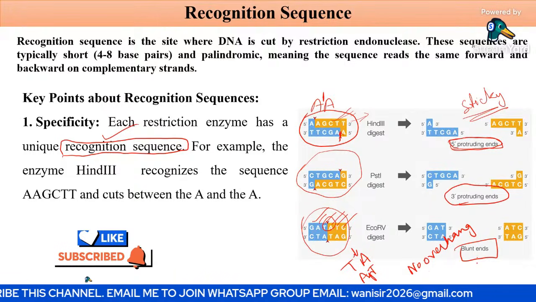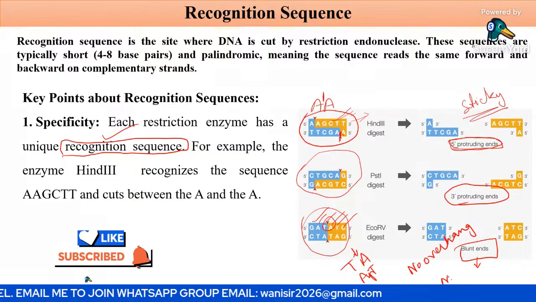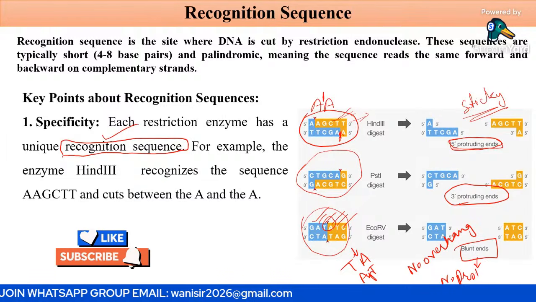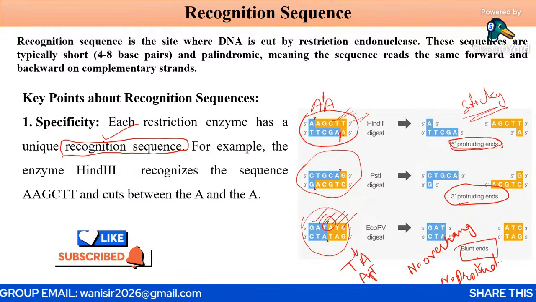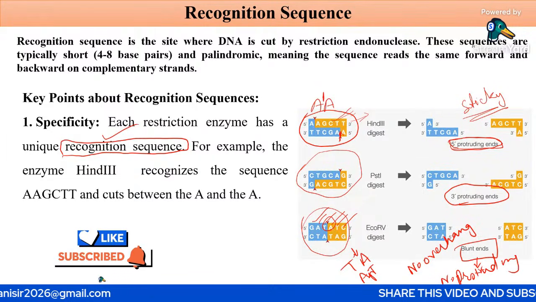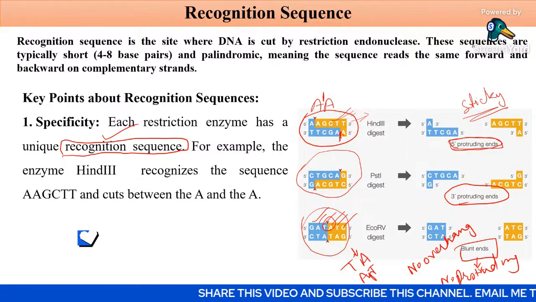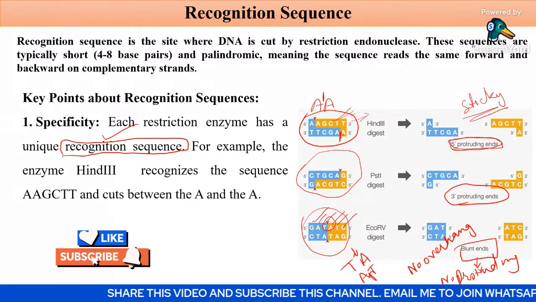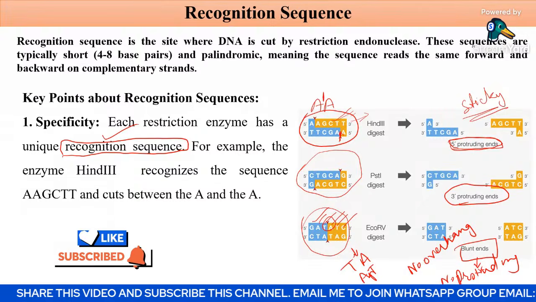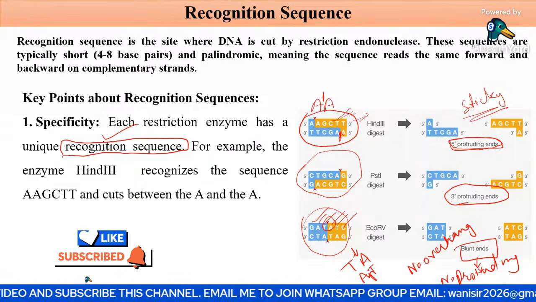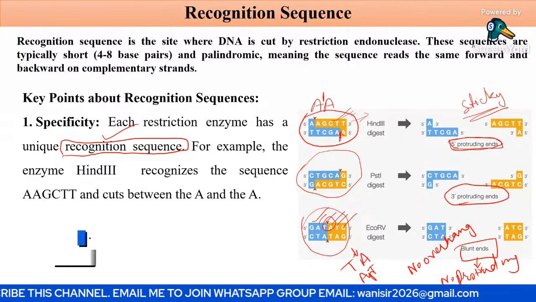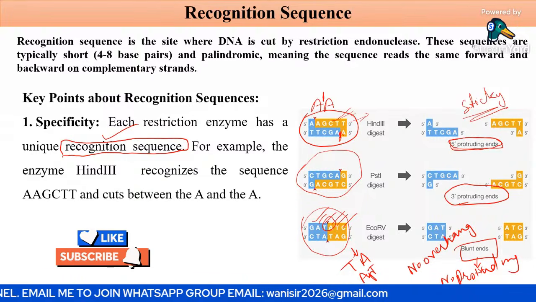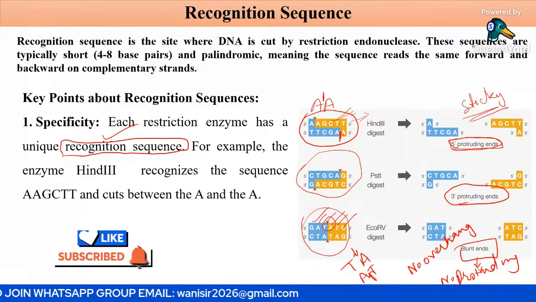If there is no protruding end, and no overhang, it's called a blunt end. So this is the sticky end, this is a blunt end. So you have to remember which restriction enzyme, what is the recognition sequence of this restriction enzyme, and what type of cut they make. They can make either the blunt end cut, or the sticky end cut.